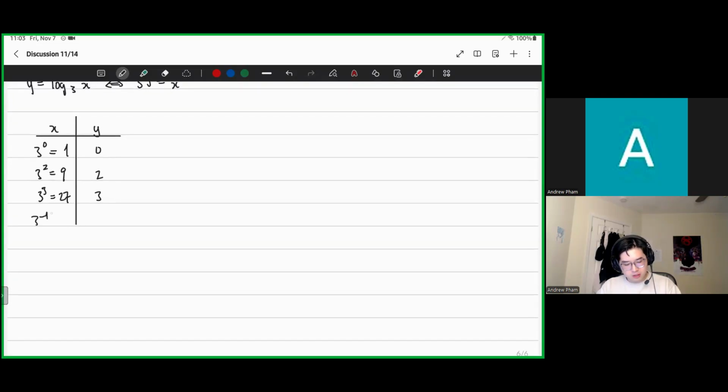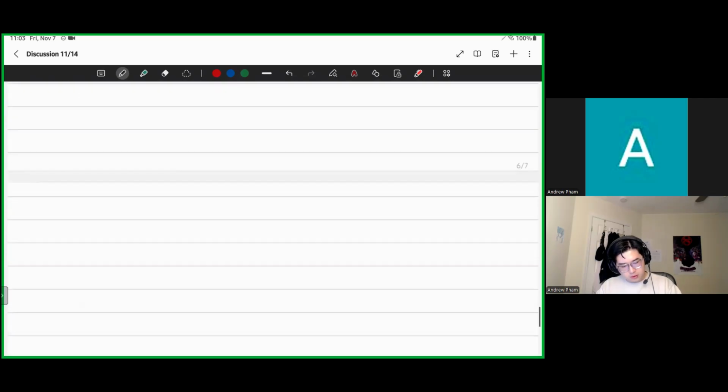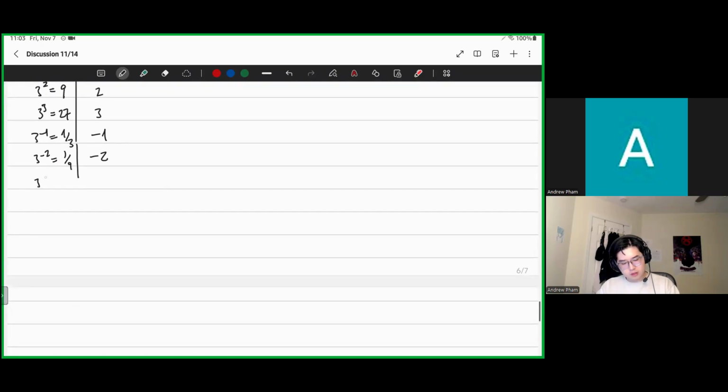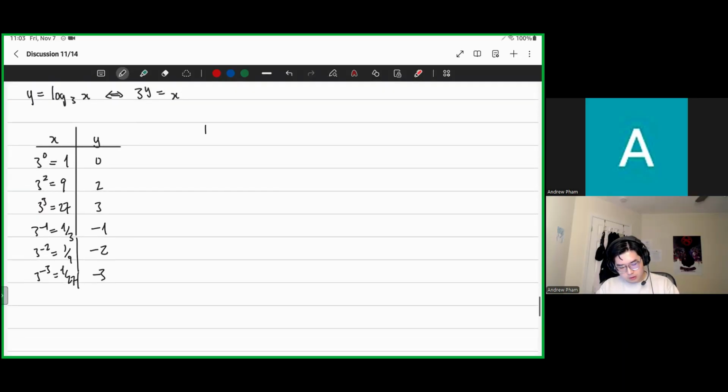3 to the minus 1 is 1/3. So y is minus 1. 3 to the minus 2 is 1/9. So y is minus 2. 3 to the minus 3 is equal to 1/27. So my exponent is -3, so that's going to be my y value. So you can plot these points.